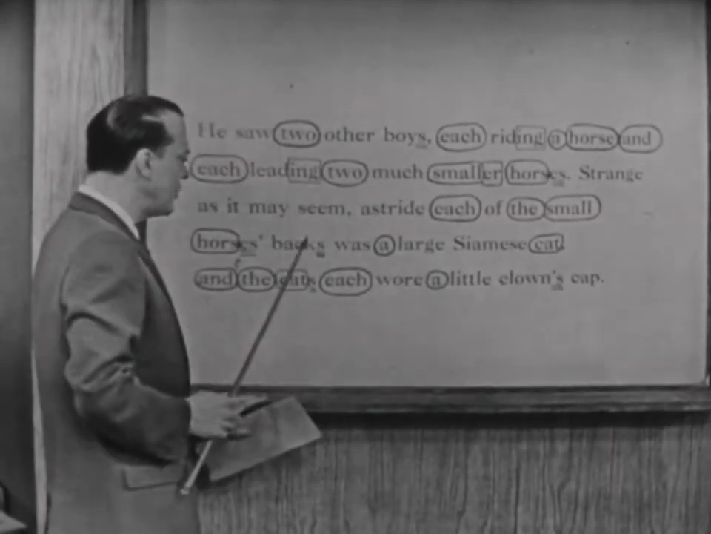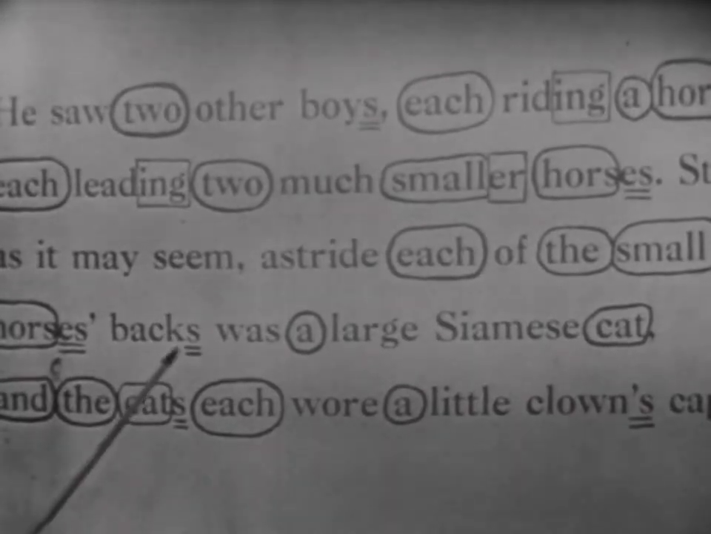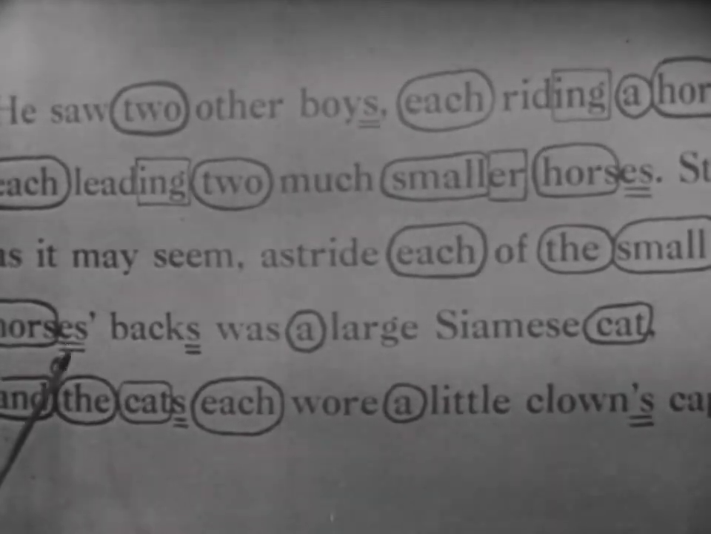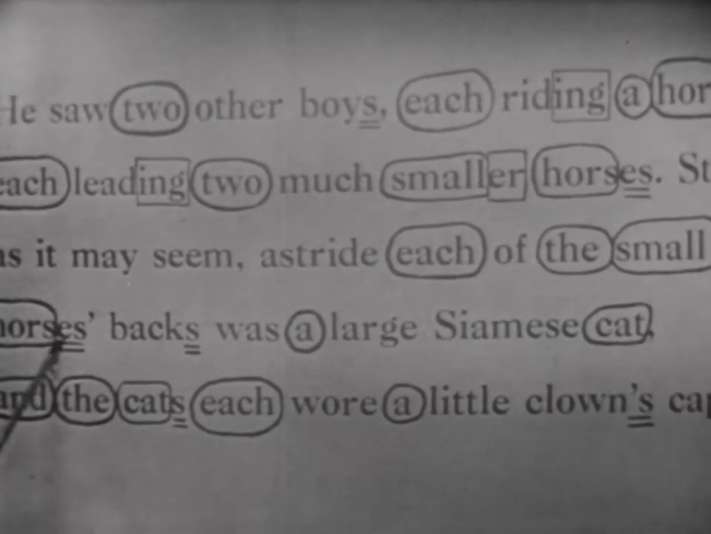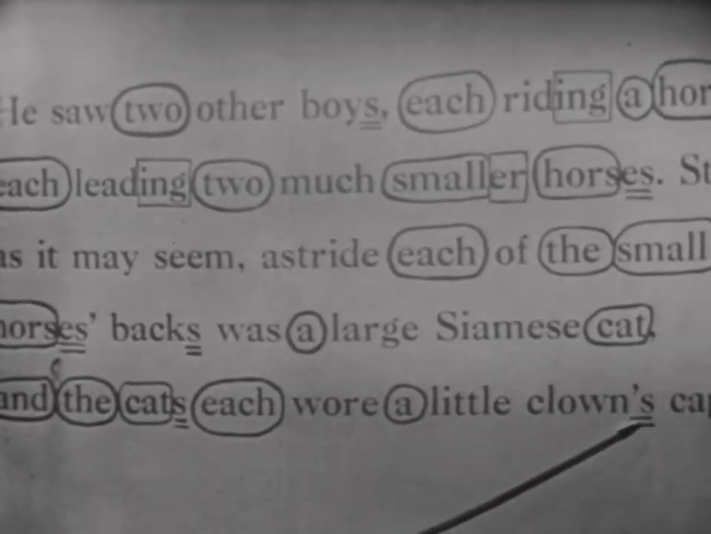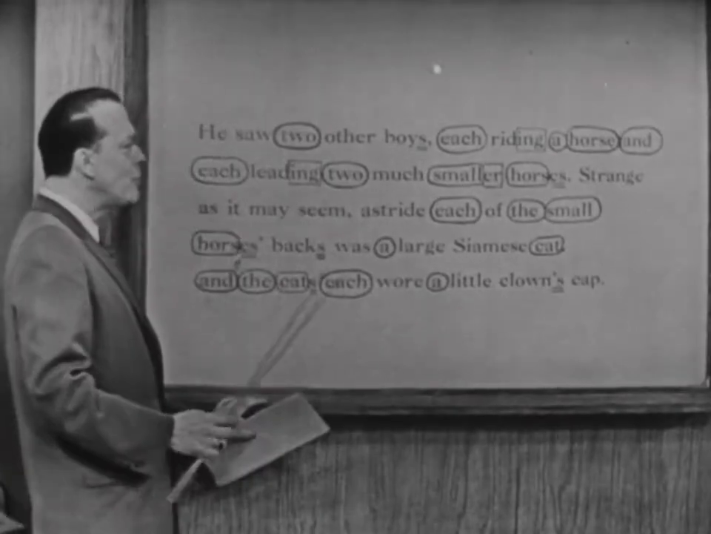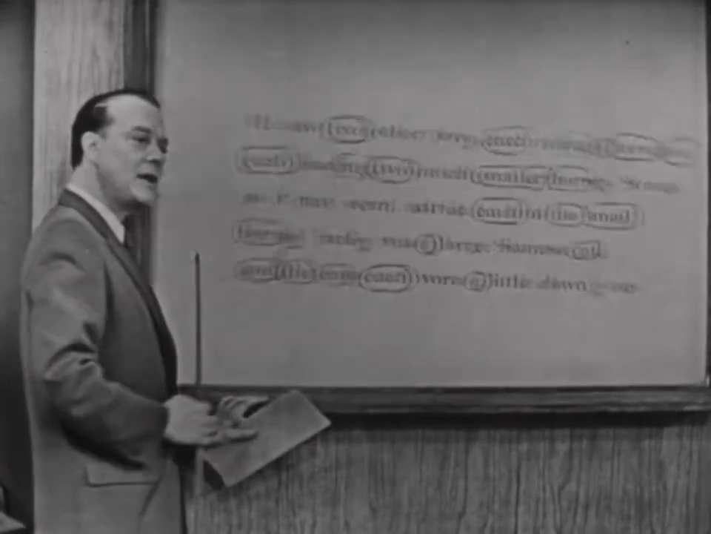And I want particularly for you to notice these little partials right here that have the double underline. The S on the end of backs, the ES apostrophe on the end of horses, the S on the end of cats, the apostrophe S on the end of clown, the ES here on the end of horses. Now I'm going to show you the same passage written in phonemics.